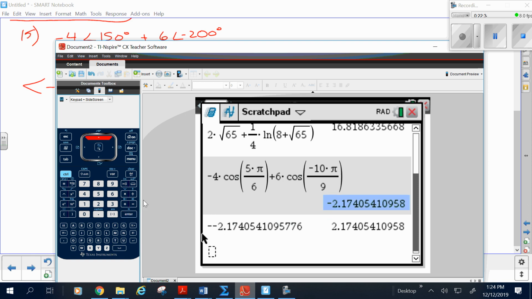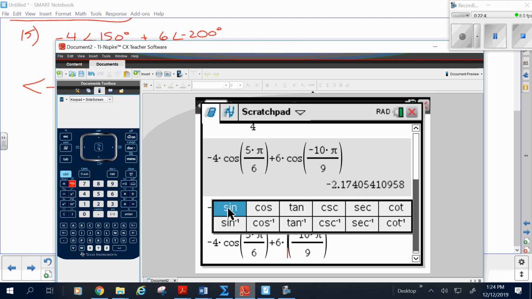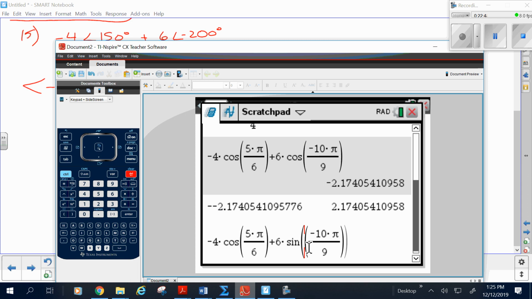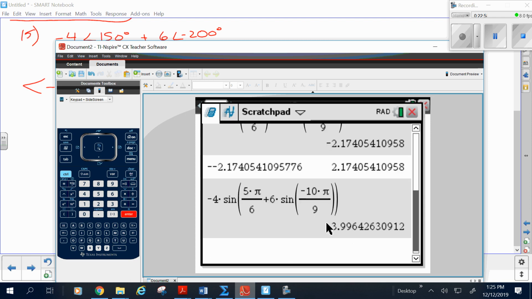All right, going back up to that there and replacing cosine with sine. Oh, shucks. Okay. And sine. I got, oops, that's not what I expected. Nope.